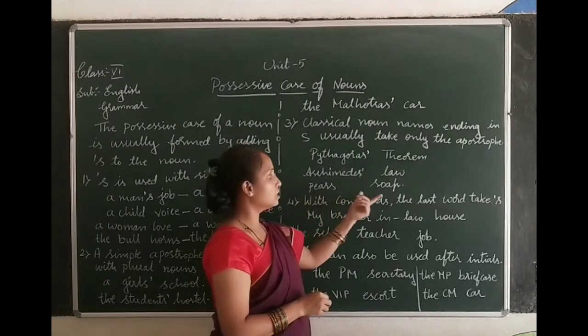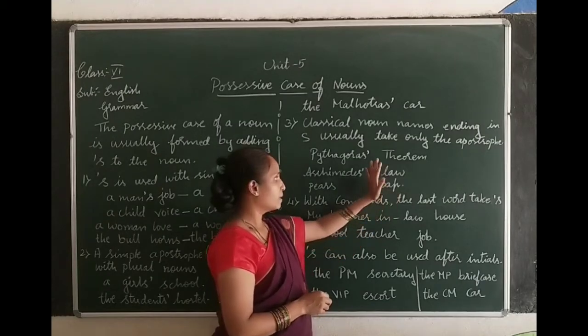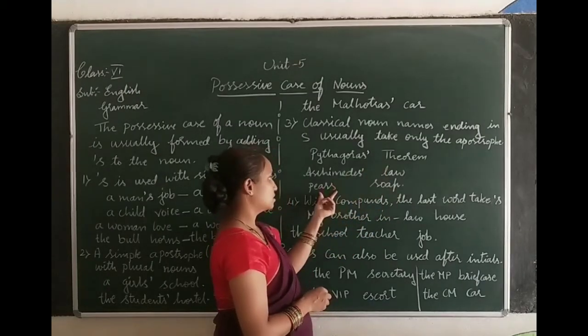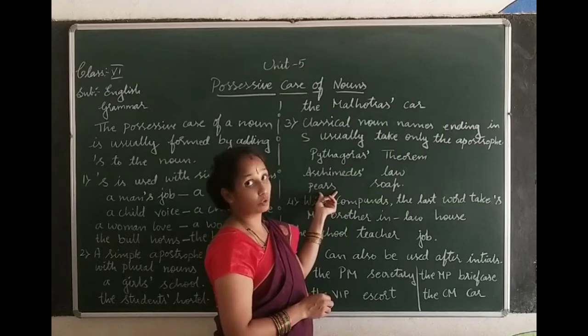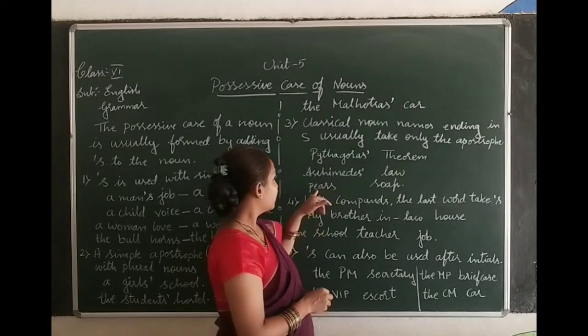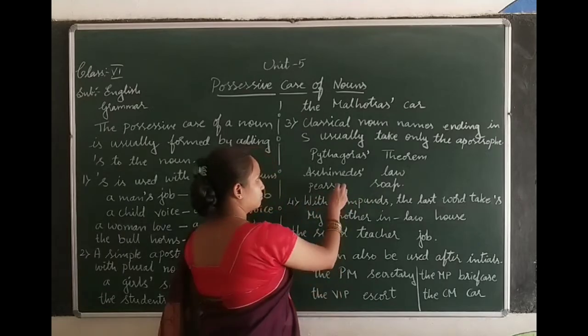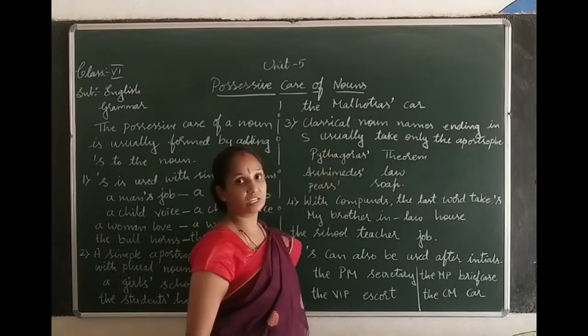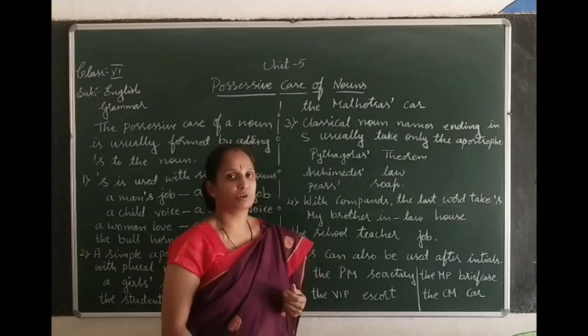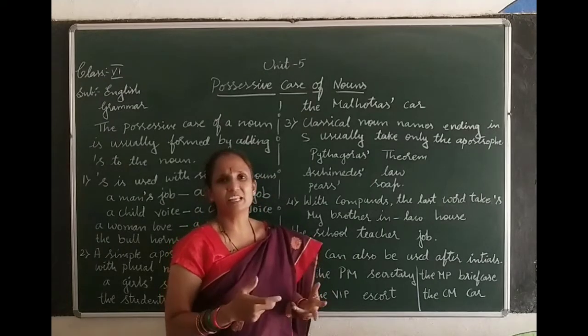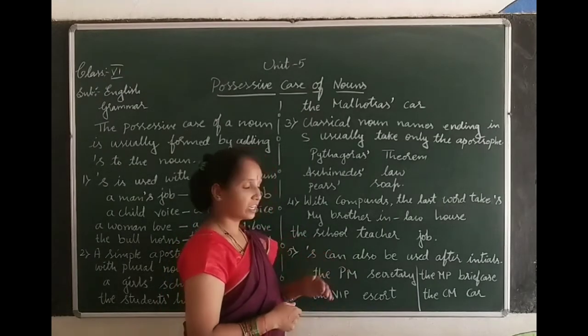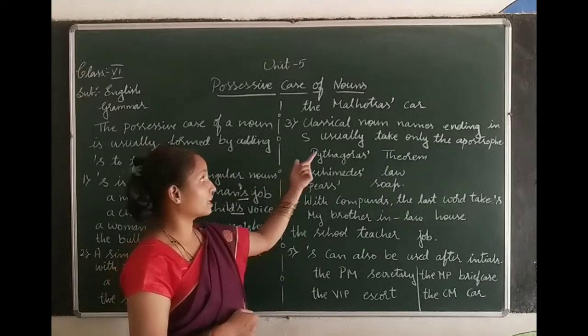Pierce, Pierce's soap. Omitting these, this is one of the fruit. Pierce's soap. Even though it ends with s, we have to use apostrophe s after s. These are words which we use very rarely. Don't get confused between plurals and classical nouns.